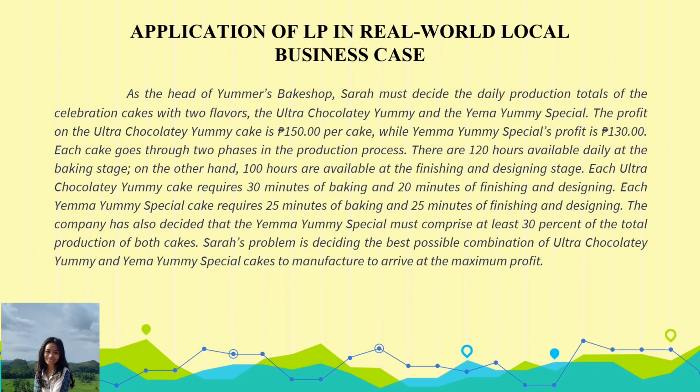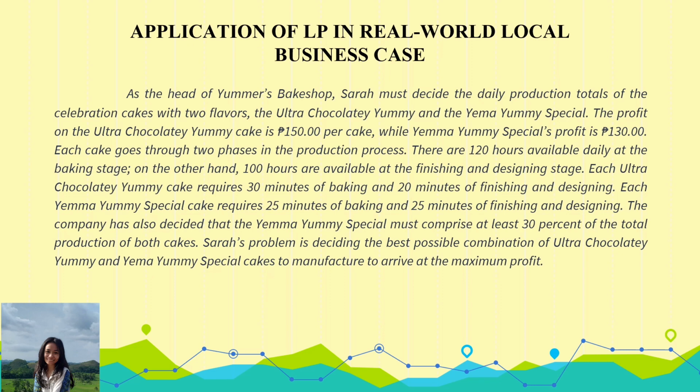As the head of the Yomer's Bake Shop, Czarah must decide the daily production totals of the celebration cakes with two flavors, the Ultra Chocolatey Yummy and the Yama Yummy Special. The profit on the Ultra Chocolatey Yummy cake is 150 pesos per cake, while Yama Yummy Special's profit is 130 pesos per cake. Each cake goes through two phases in the production process. There are 120 hours available at the baking stage. On the other hand, 100 hours are available at the finishing and designing stage.